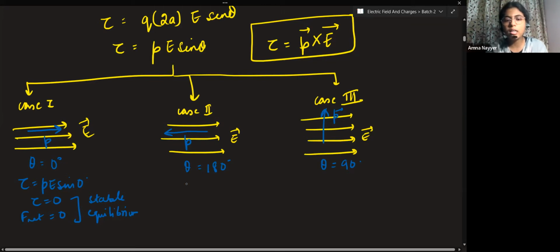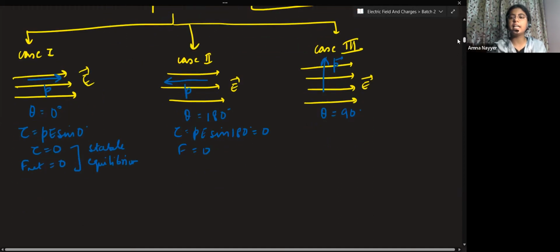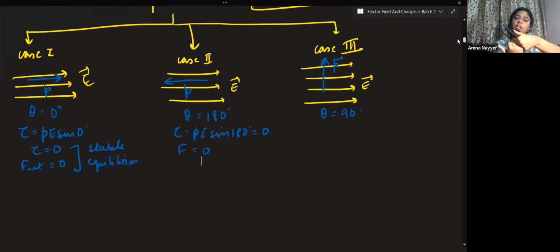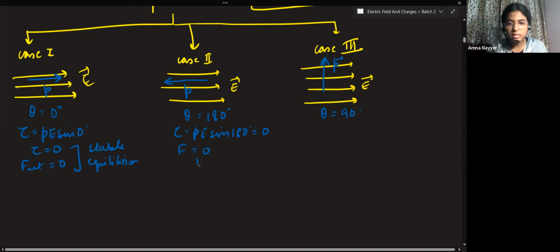Now see, torque PE sine 180, this is also 0. And F net is already 0. But in this case, the electric field is directed away from it. In this manner, both of them are directed away. So torque will have to do more work to align it. So it's a condition of unstable equilibrium. If you disturb it, the dipole will not return to its original position. So this is a case of unstable equilibrium.